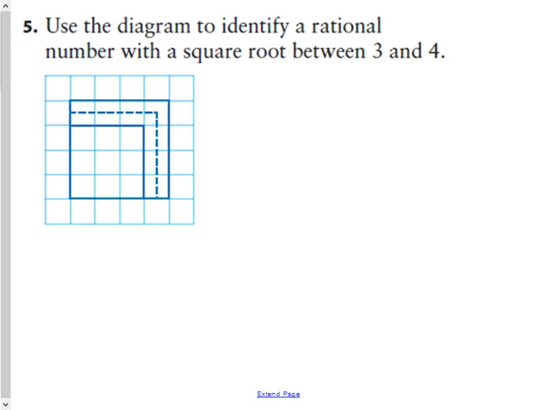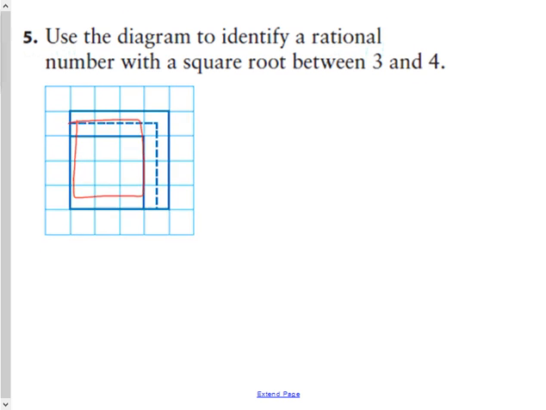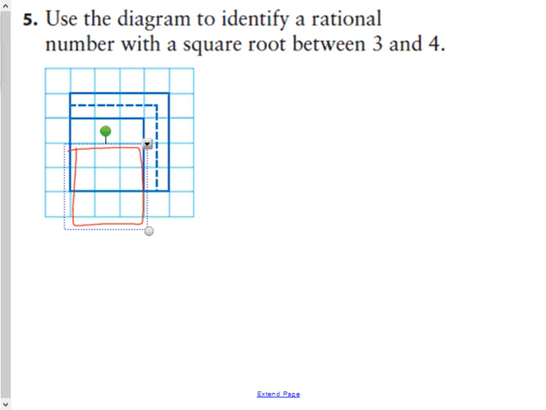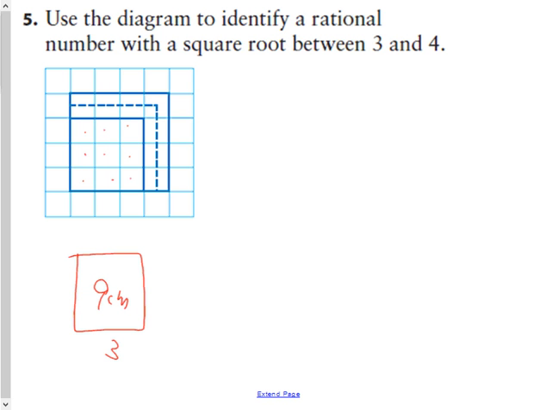Question number 5 says, use the diagram to identify a rational number with a square root between 3 and 4. Well, if I take this square right here and bring it down, if I think about this side length, it's 3, and its area is 1, 2, 3, 4, 5, 6, 7, 8, 9. It's 9 centimeters squared, and the length is 3 centimeters.